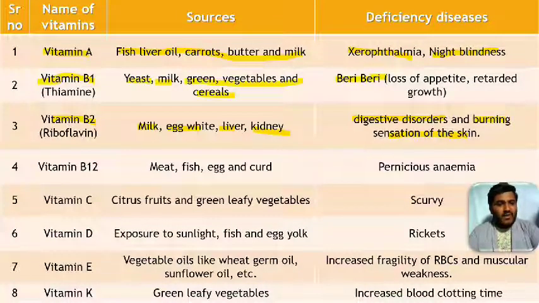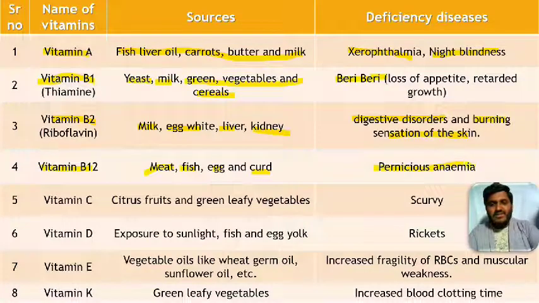Similarly, next one, vitamin B12 is mainly found in meat, fish, egg and curd. These are the rich sources for vitamin B12, and the disease caused by the deficiency of vitamin B12 is pernicious anemia. Pernicious anemia is nothing but a type of anemia disease.